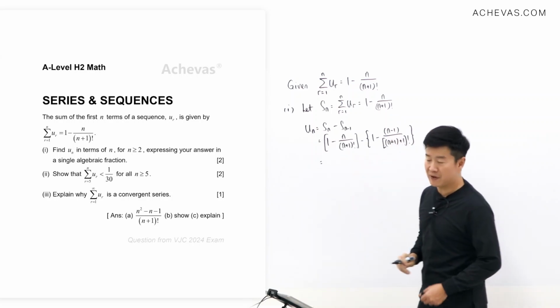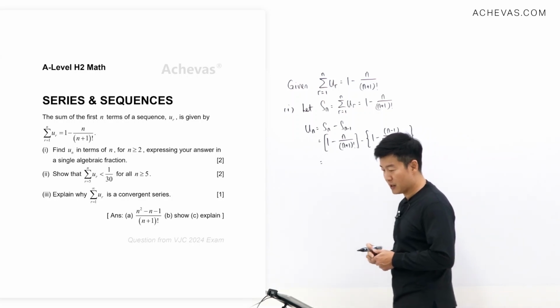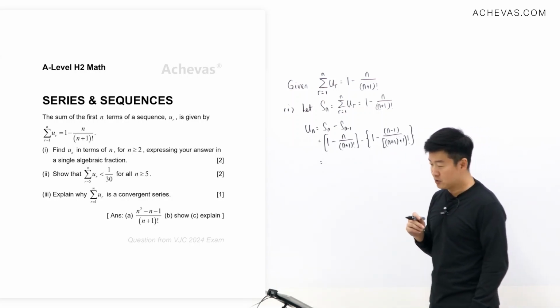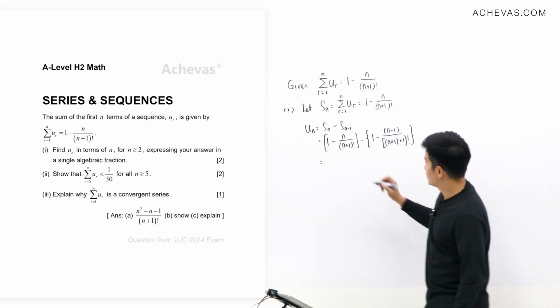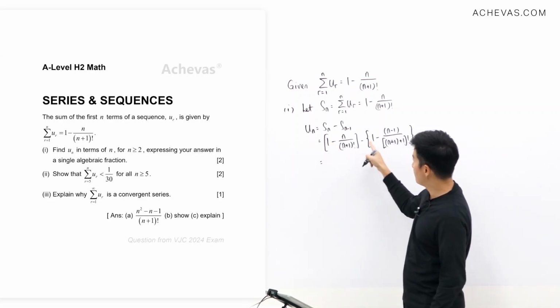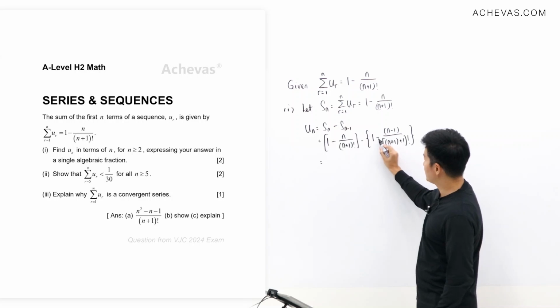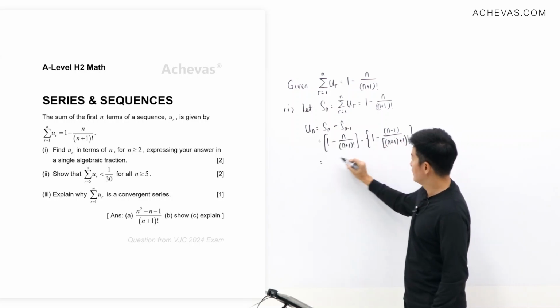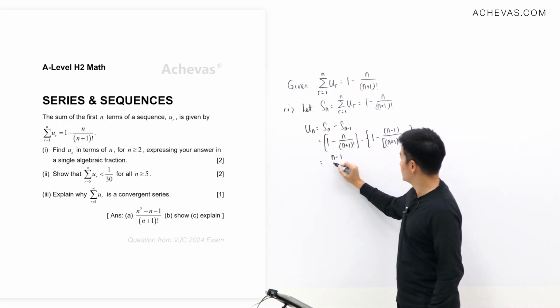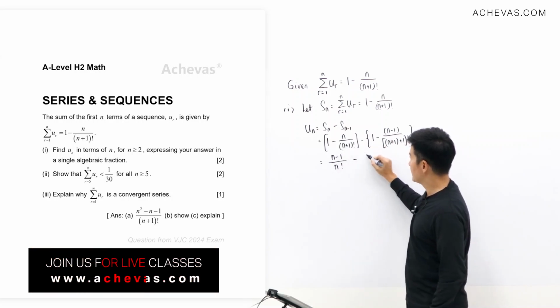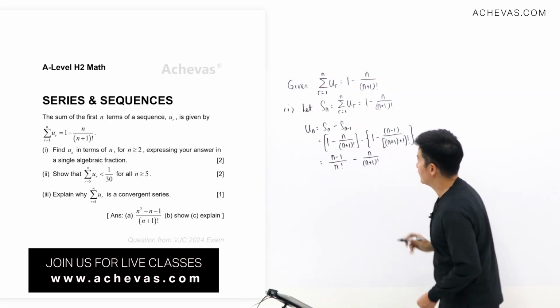Let's try to simplify this, and according to what the question requires, we are supposed to express our answer in a single algebraic fraction. So it is going to be 1 minus 1, that will be 0. And minus minus becomes plus. Let me write this as the first term. The numerator is going to be n minus 1 and the denominator is n factorial. Minus away this, which is going to be n over (n plus 1) factorial.